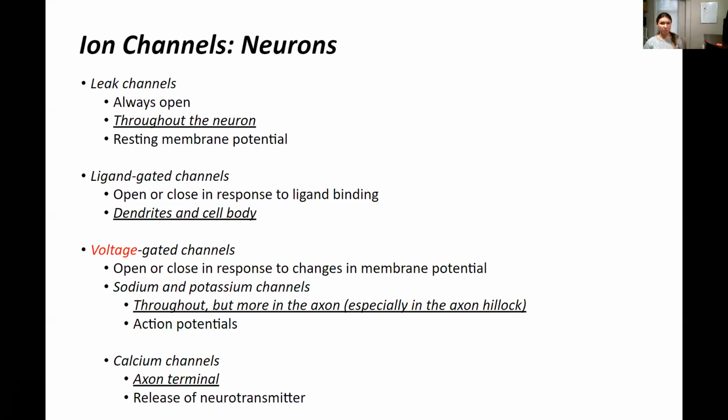So far, what we've been talking about are leak channels that set up our resting membrane potential. These leak channels are always open. We find them throughout the neuron. The numbers of them, like how many there are for potassium and how many for sodium, is what sets up that cell to be at the resting membrane potential of -70. So those are always there.